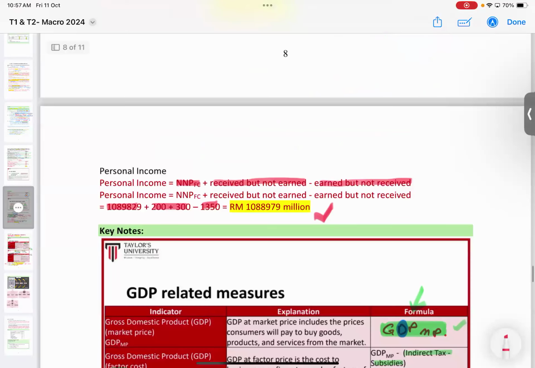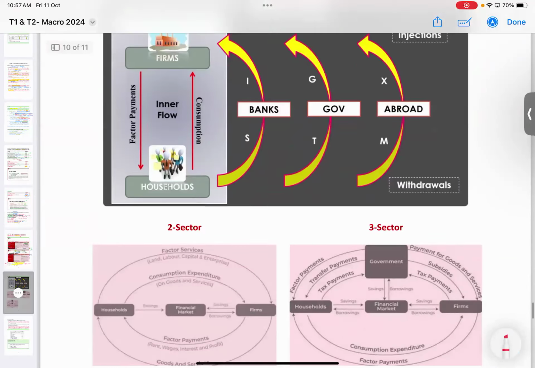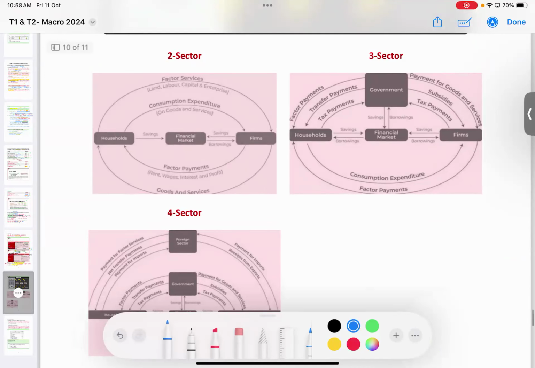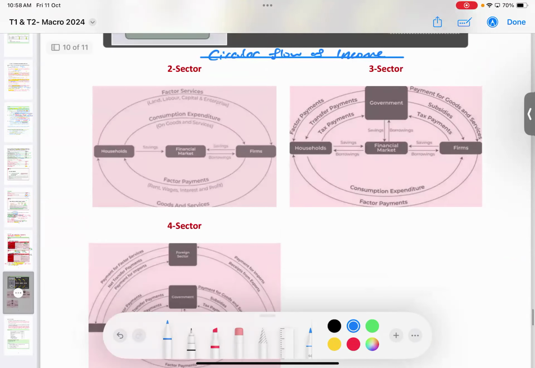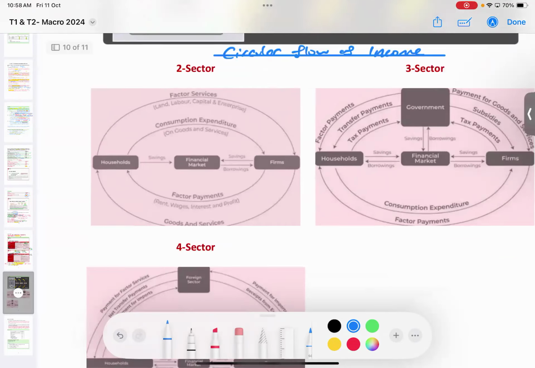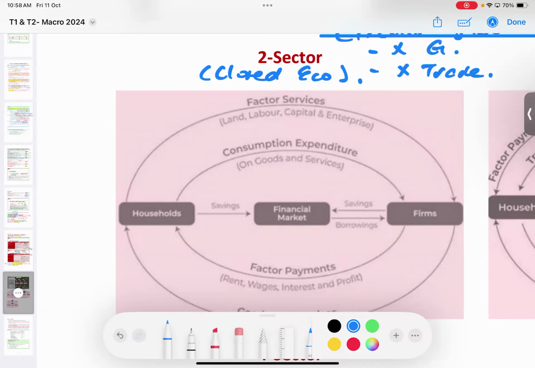Okay, all right, now moving on to the next part, which is to understand the circular flow of income. I want you to understand the circular flow of income. So what's the difference between 2, 3, and 4 sectors? Let's have a look into 2 sectors. 2 sector means that it's a closed economy, without government intervention and trade. So that means no government spending, no government intervention, and no trade. There's no government and no trade.